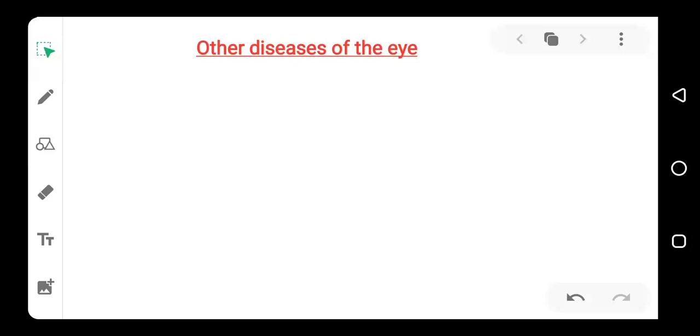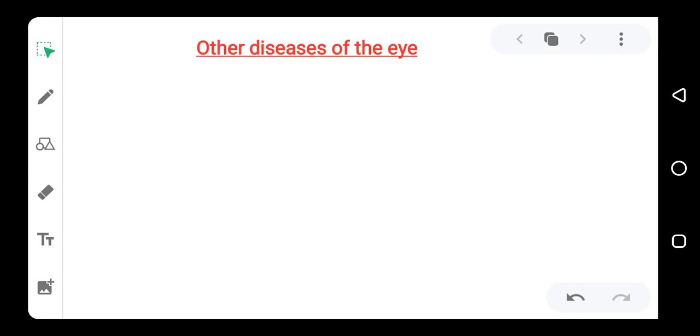In this lesson, we want to look at other diseases of the eye. In our previous lesson, we talked about the three major defects of the eye, that is short-sightedness, or what we call myopia, long-sightedness, or what we call hypermetropia, and astigmatism. We studied the meaning of them, how they affect the eye, what causes them, and how to correct them.